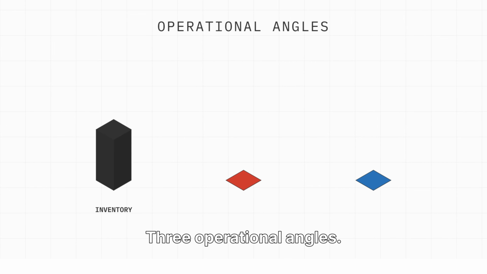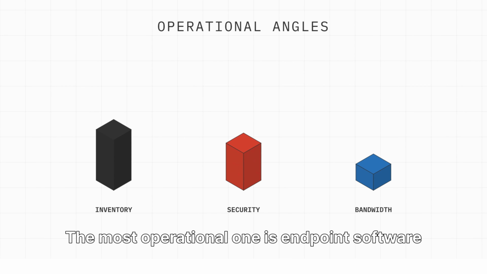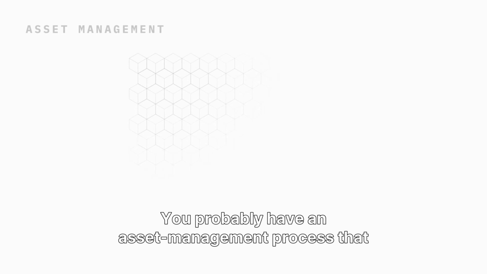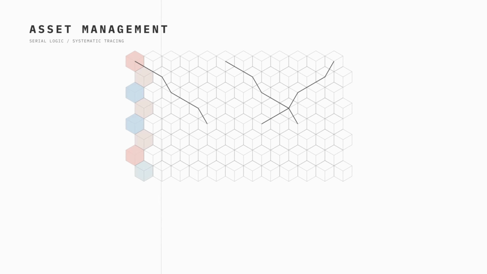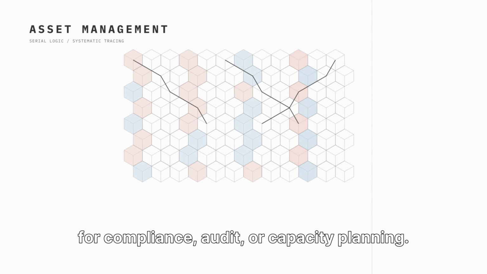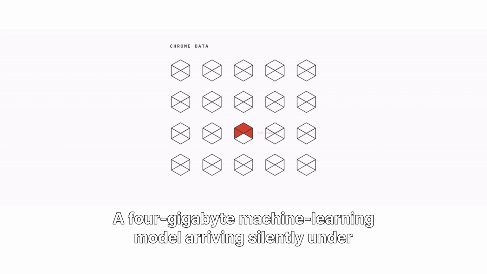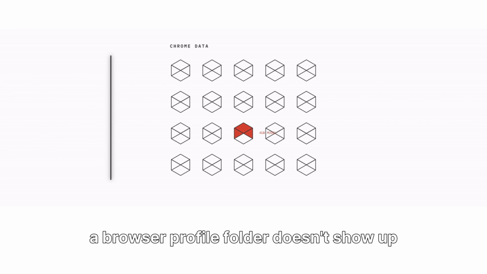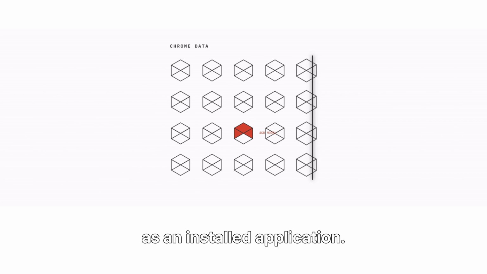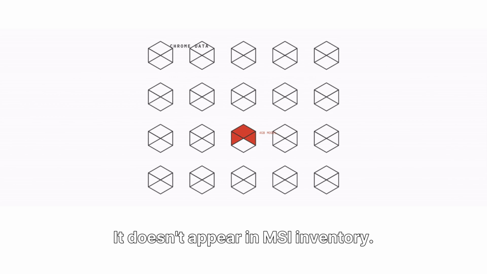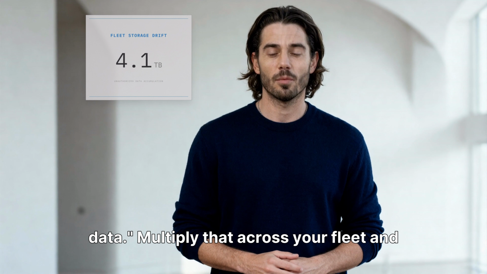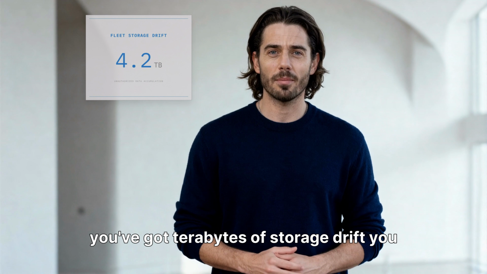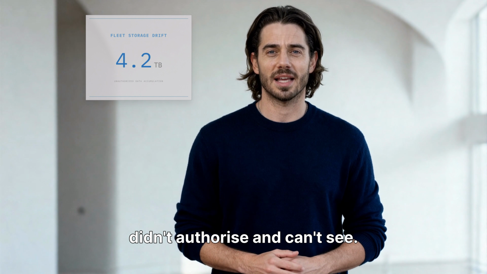Three operational angles. The most operational one is endpoint software inventory. You probably have an asset management process that tracks what's installed on managed devices for compliance, audit, or capacity planning. A 4 gigabyte machine learning model arriving silently under a browser profile folder doesn't show up as an installed application. It doesn't appear in MSI inventory. Your endpoint protection treats it as Chrome data. Multiply that across your fleet and you've got terabytes of storage drift you didn't authorize and can't see.